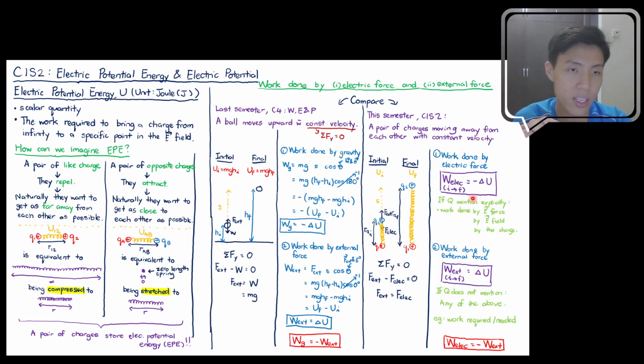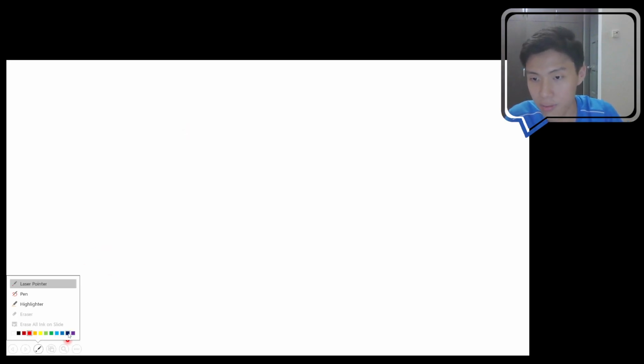But what I'm going to do right now is take this concept, in which work by the electric force is equal to negative delta U and work by the external force is equal to delta U, and merge it with the definition which I stated in the first part of the video but didn't really explain that much. Here I'm going to expand this definition so that we can understand it more mathematically. So here I'm going back to the definition.